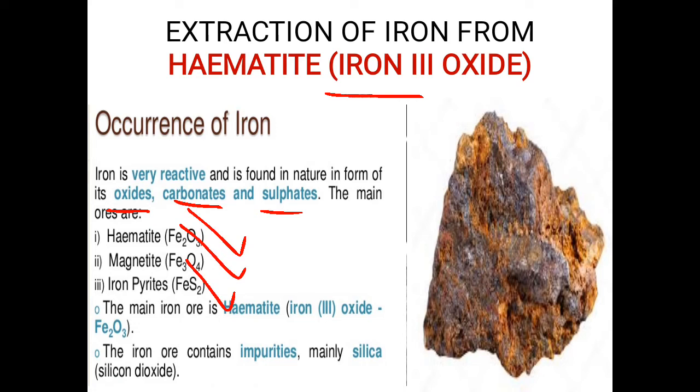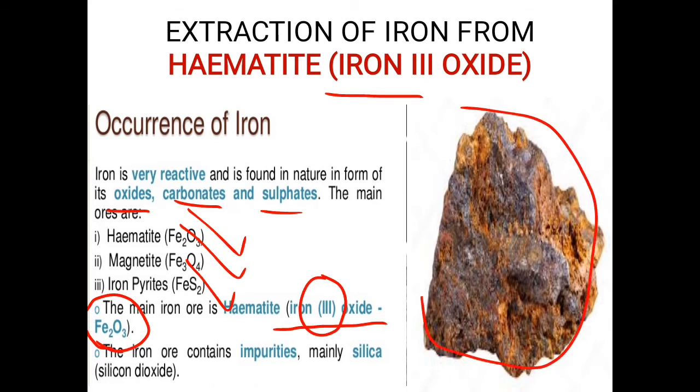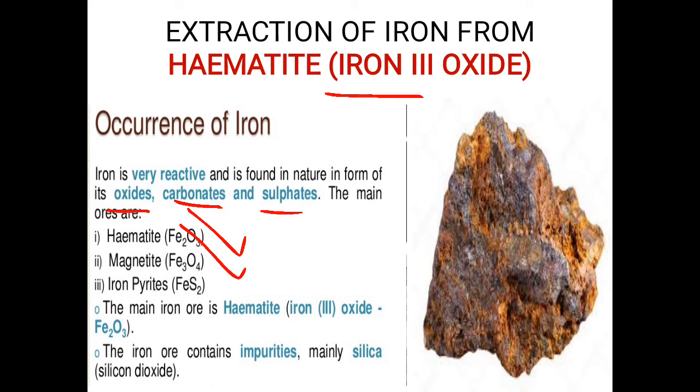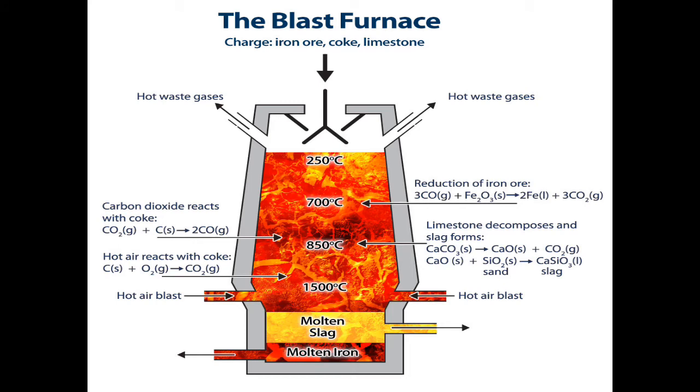And out of these ores, the main ore is hematite, which is iron(III) oxide. As you can see, this Roman 3 written in the bracket is specifying the oxidation state of iron, and iron(III) is always yellowish brown in color. So what do you relate by its color? Yes, the color is also depicting that it has iron plus 3 in it, and chemically hematite is iron oxide, Fe2O3 is the formula. And the ore also has some impurities in it, which is mainly silica or silicon dioxide. Now we see how we can extract iron from hematite.